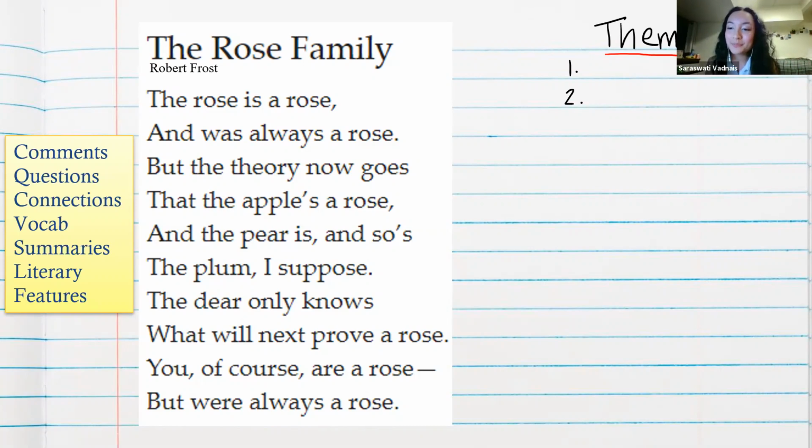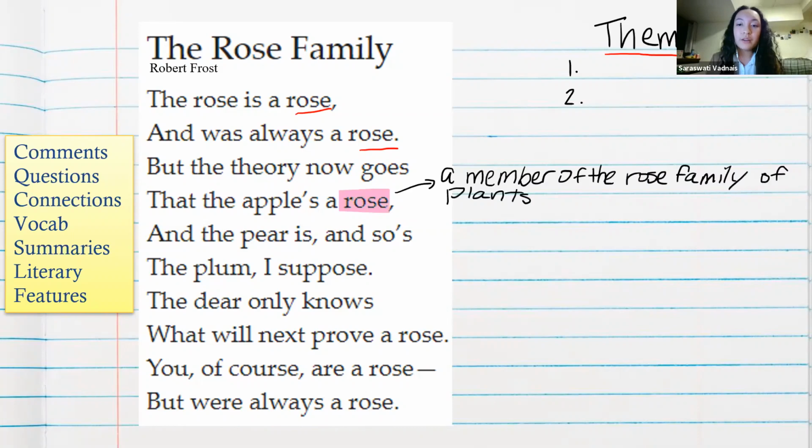Yeah, Rebecca. There seems to be a rhyme scheme. Each line appears to rhyme with rose, or the last word of each line. Perfect. So each line rhymes with rose, and rose is repeated many times in this poem. So maybe we want to look up the word rose and see if it has a deeper meaning than just the flower. So if we do that, we'll find out that a rose can also mean a member of the rose family of plants. So this poem is interesting because it has a literal meaning and a deeper meaning.